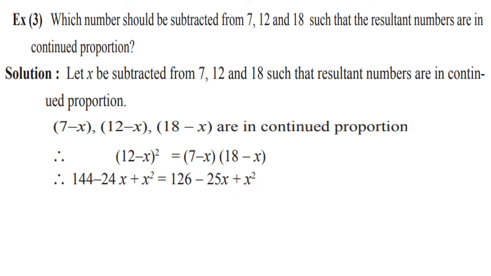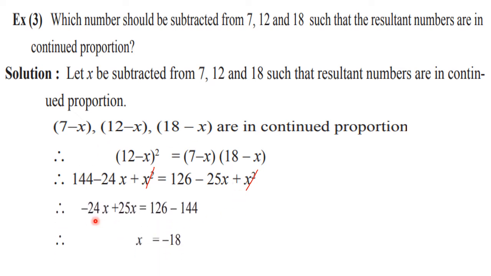Now what you can find here is x square is found on both the sides, and they are having the same sign, plus x square and plus x square. So you can cancel it. Okay, it can be cancelled from both the sides like this, and then you have to equate the terms. So what we can do is this minus 25x we can shift here, it will become plus 25x, and 144 we can shift here.